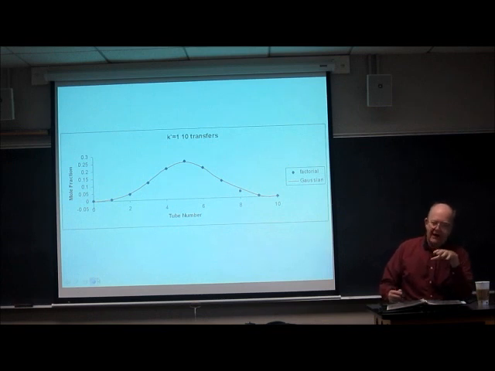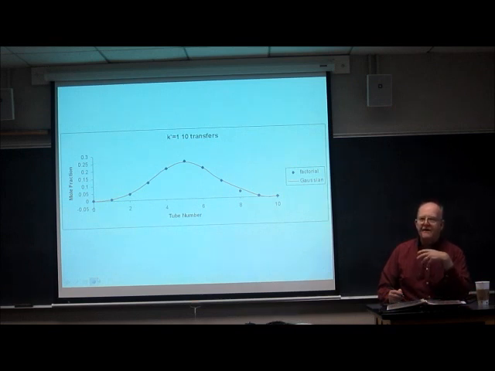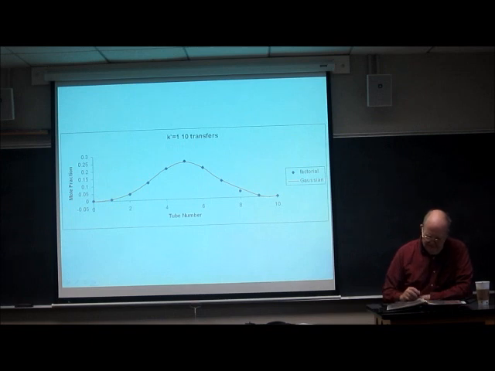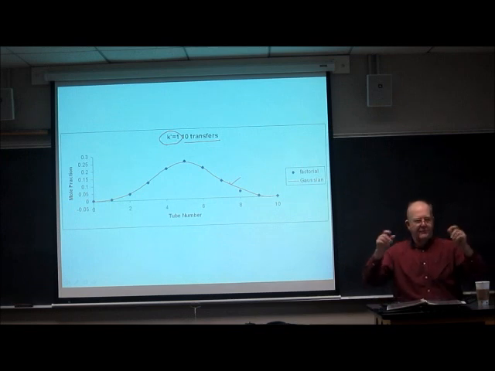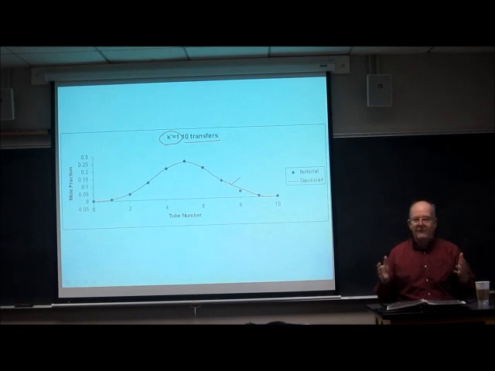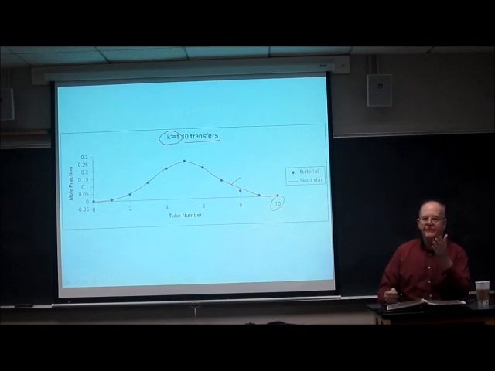So let me show you what the plot looks like now for more transfers using the binomial expansion formula. So this is what it looks like with K prime of 1 after 10 transfers versus tube number. Now, believe it or not, this red curve is the result of using a Gaussian function and using the correct mean and using the correct width of the peak. That's not a bad fit. And there's only 10 transfers, so we're really dealing with only 10 plates.